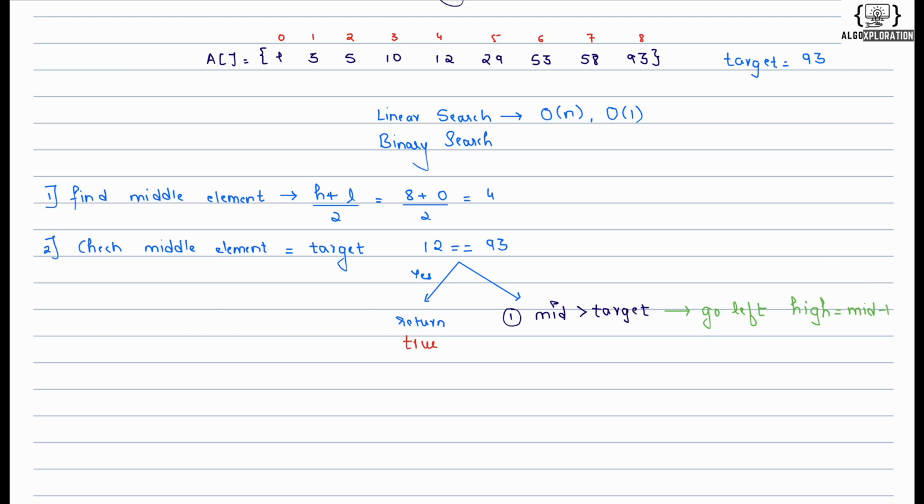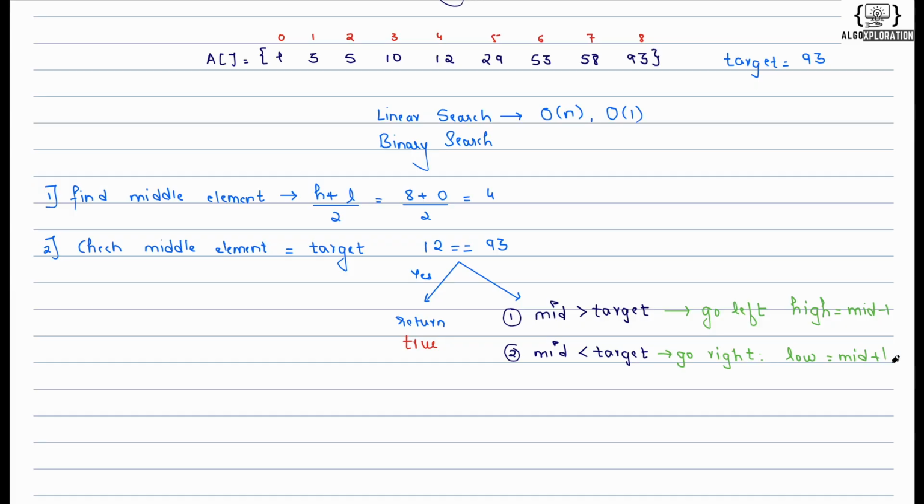And if this is not the case, that means if mid is lesser than the target, then we know that the target value is present on the right hand side. So go right. This can be done by doing low equals mid plus 1. So these are the two steps.